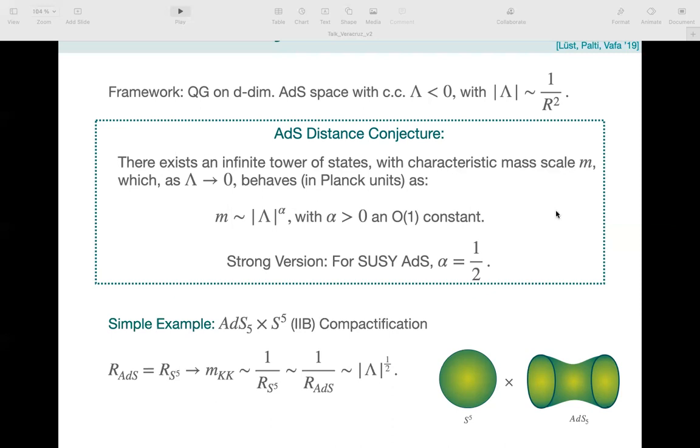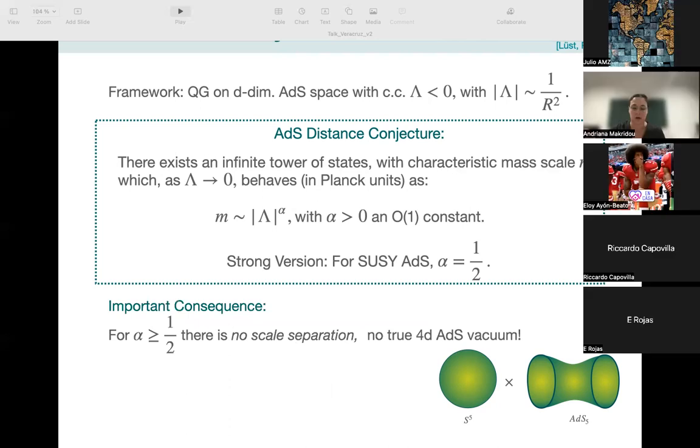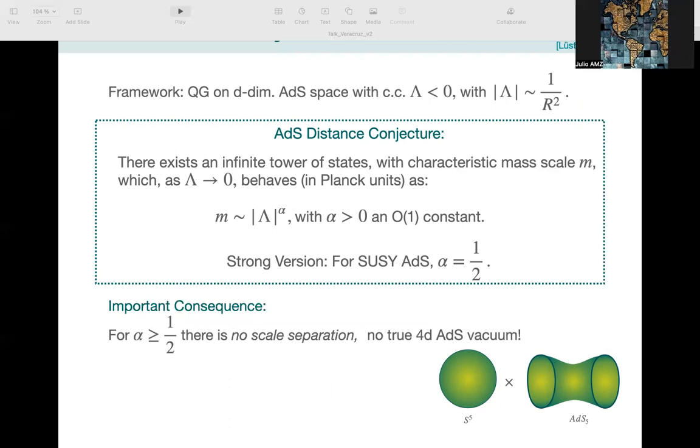The Kaluza-Klein masses are scaling like 1 over the radius of the compact space, which turns out to be the same as the radius of the non-compact space. And this can be expressed in terms of the cosmological constant. So we have a direct verification of this expectation of the conjecture. And what is very important is this factor of 1/2, which is claiming that there is no scale separation.